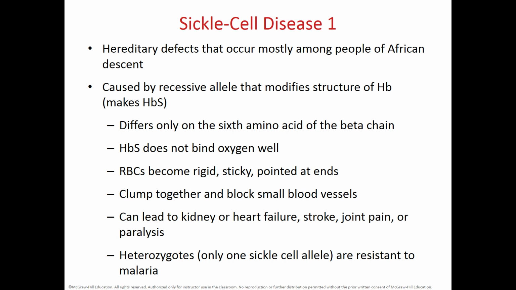So in this case, the person has to have a mutation in both genes for hemoglobin, coming from both parents. And the mutation is in a single amino acid, in the 6th amino acid of the beta chain.